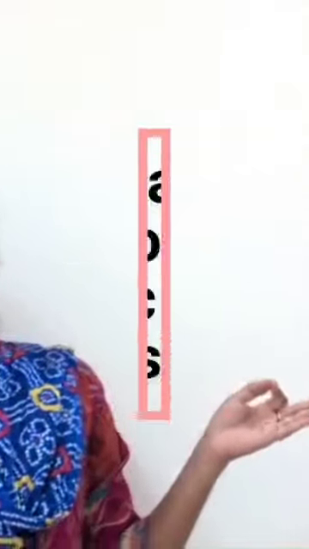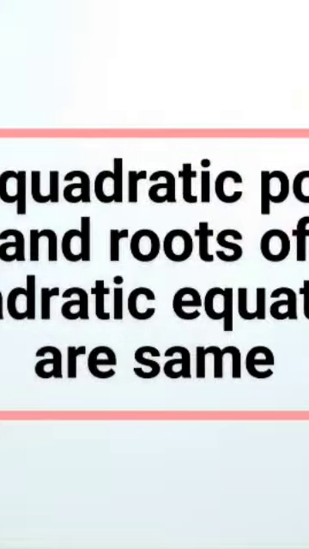In fact, at most we will have two roots for the quadratic equation. Both the quadratic polynomial and the quadratic equation have the same number of roots or zeros. In terms of a quadratic polynomial, we have zeros, and in terms of a quadratic equation we have roots, which are the same.